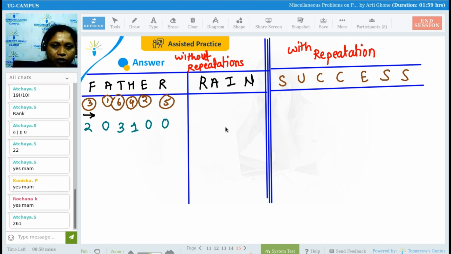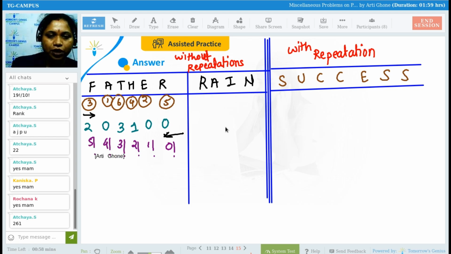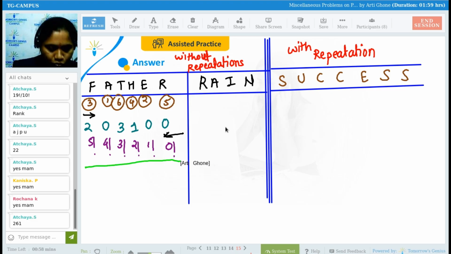Clear? Then from this to this end, what are we doing? Adding values with the 0 factorial. So it will be 0 factorial, 1 factorial, 2 factorial, 3 factorial, 4 factorial and 5 factorial. Then we are done with the calculations. Now we are just totaling, summing up the things. So what will be the sum?